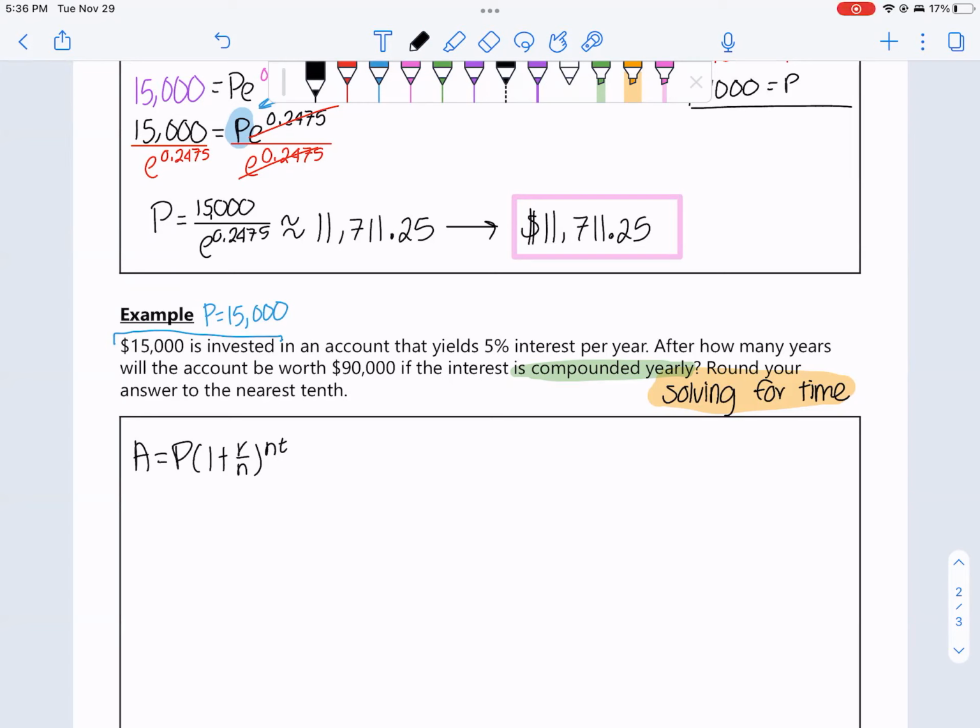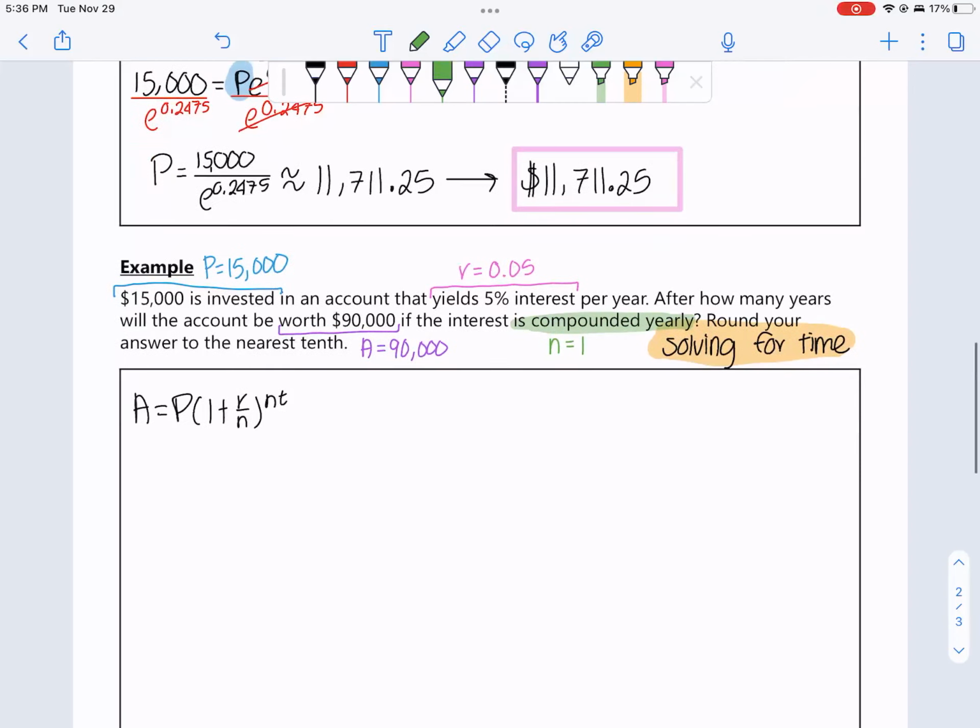So we have P. Our interest rate is 5%, so R is equal to 0.05. We want it to accumulate to $90,000. So that is our A. We are hoping to accumulate $90,000. That is a lot more money than we have now. We have 15,000. And we know that it's compounded yearly. So if it's compounded yearly, it only compounds one time per year.